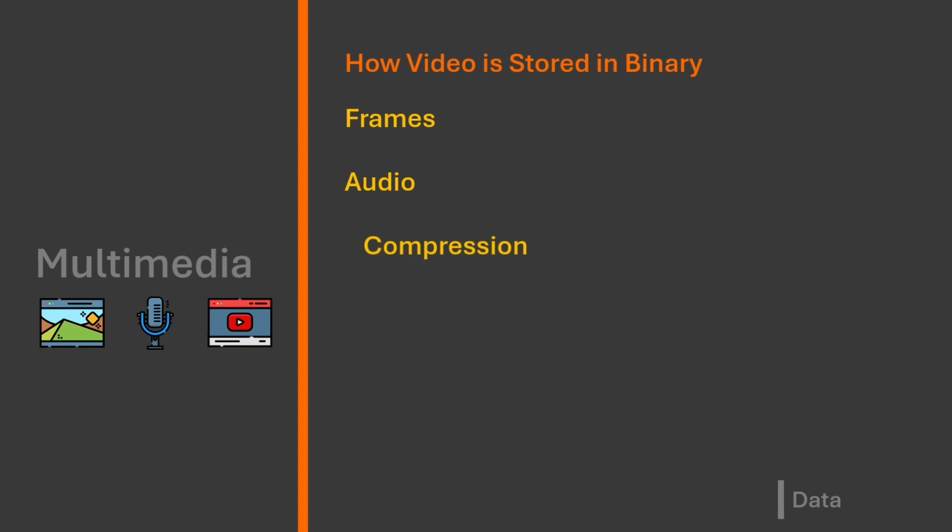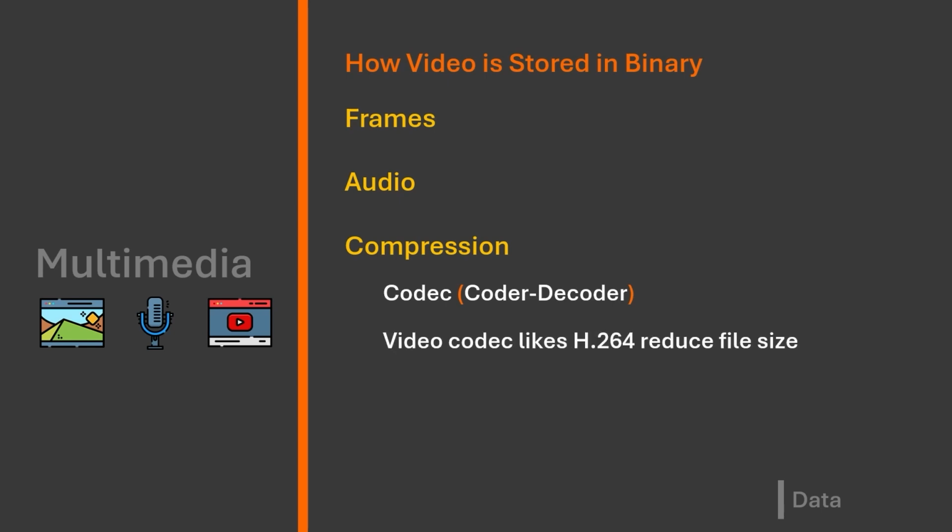Video files are inherently large due to the sheer volume of image and audio data that they contain. To make them manageable for storage and streaming, video compression is essential. This is where codecs, short for coder-decoders, come in. Codecs are software or hardware tools that compress and decompress digital data. Codecs like H.264 use sophisticated algorithms to reduce file size. These codecs are lossy, meaning some data is discarded to achieve smaller file sizes. The degree of compression affects the overall quality of the video.